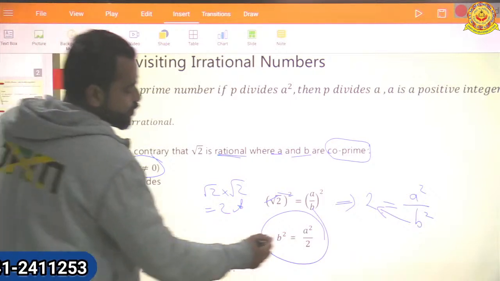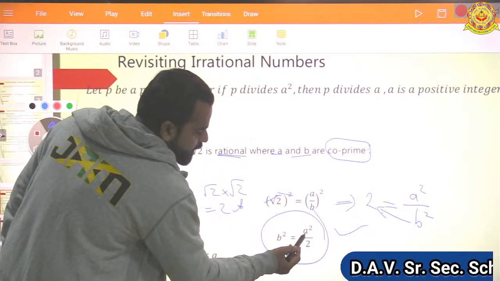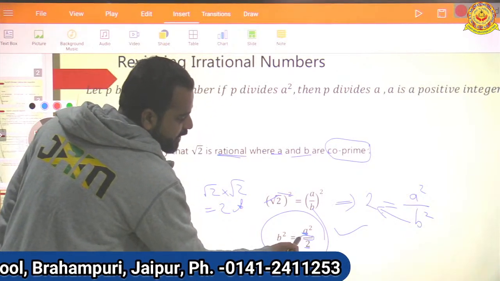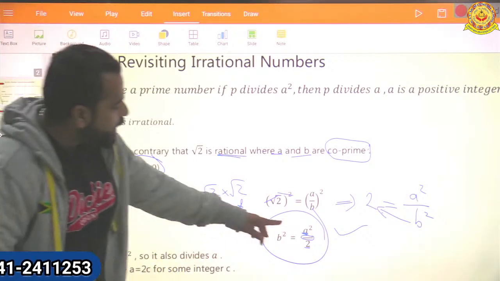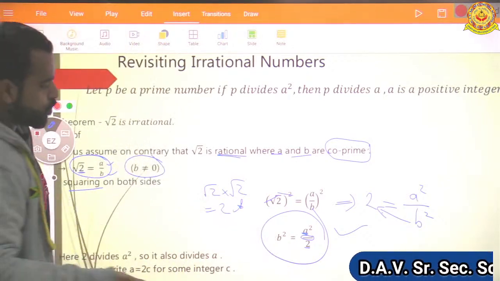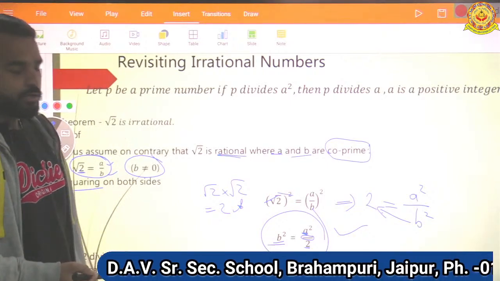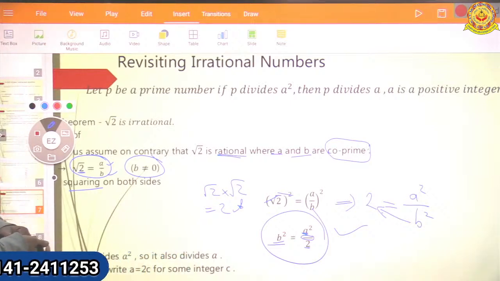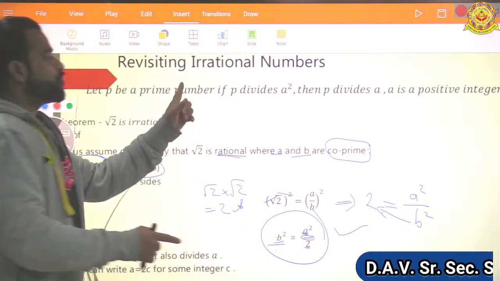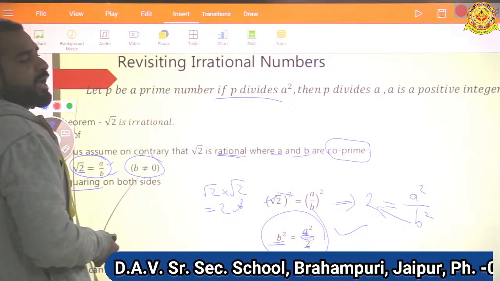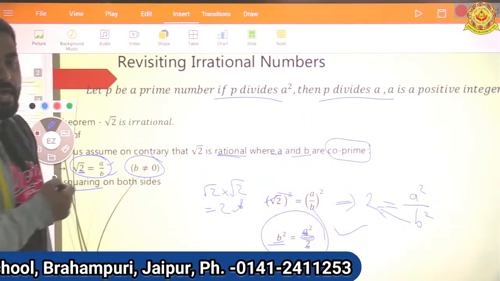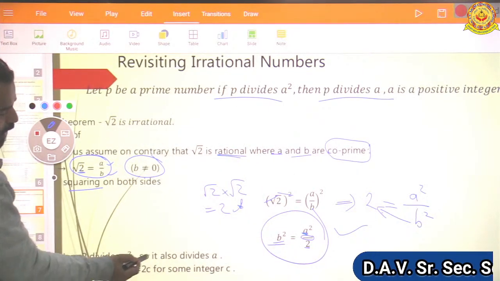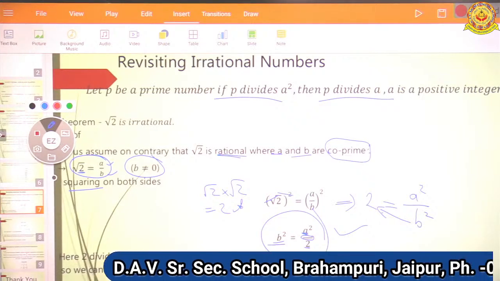Now in this case we can say that a square is divisible by 2, because as we can see there is a division sign, the fraction means division. So a square is divisible by 2, and only then it will come as b square, right? So we checked that a square is divisible by 2, so we get b square in that condition. As we can see by the theorem, if 2 divides a square, that means it can divide a also. So here also we can say the same thing: 2 divides a square, so it divides a as well.